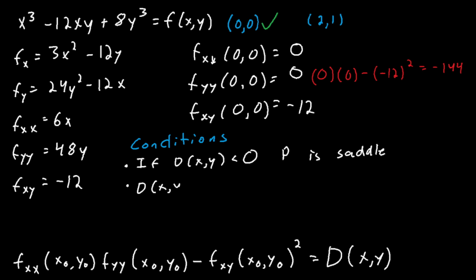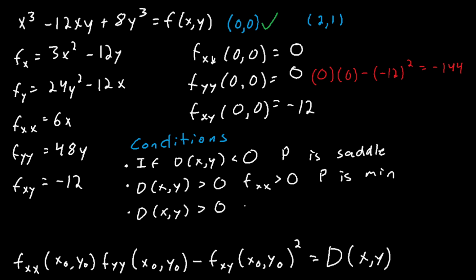If D is greater than 0 and f of xx is greater than 0, then P is a min. And if D is greater than 0 and fxx is less than 0, then P is a max. So what are these conditions? Well, if the answer that we got from the second derivative test, which was negative 144, is less than 0, then the point P is a saddle point. So this 0, 0 point is a saddle point.